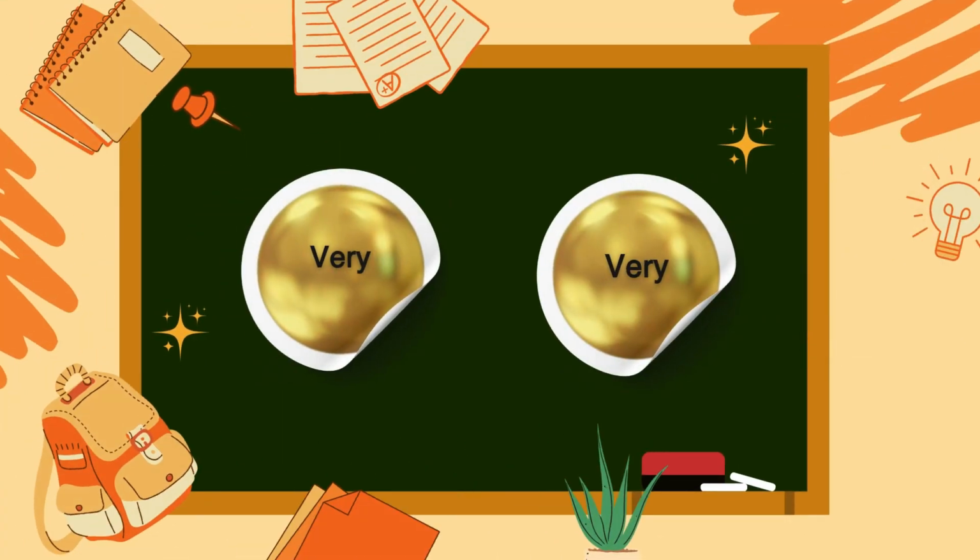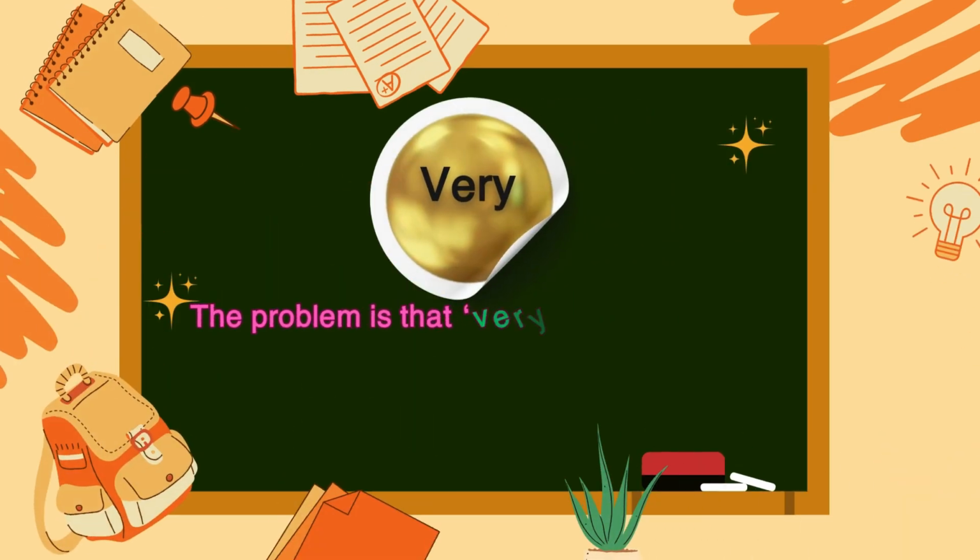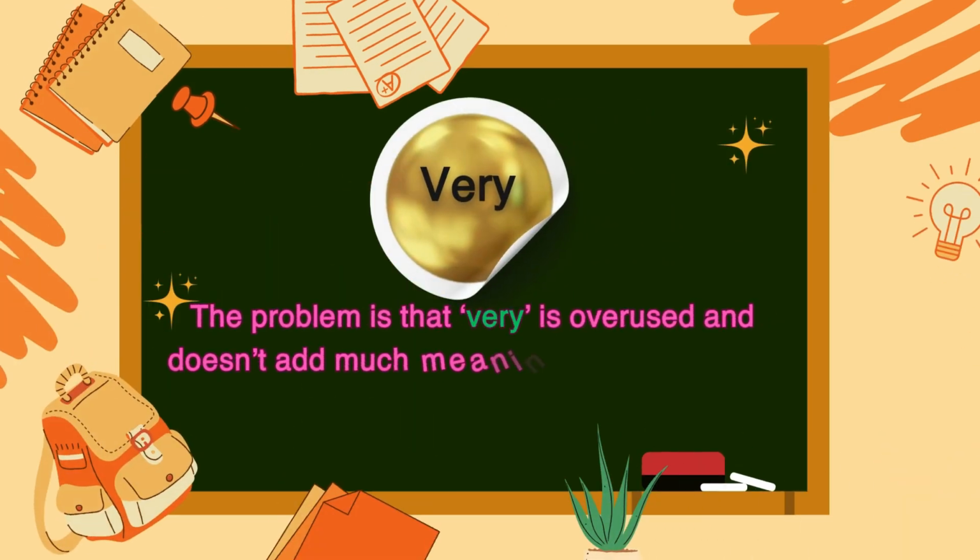Using very too much. This is a mistake even native speakers make, but overusing very can make your English sound repetitive and less interesting. Let's fix it. Here's the mistake, saying something like, I am very, very tired. It's not wrong, but it's not the best way to express yourself. The problem is that very is overused and doesn't add much meaning.